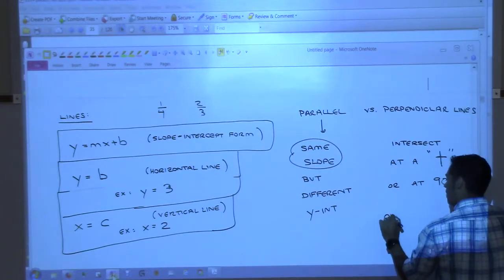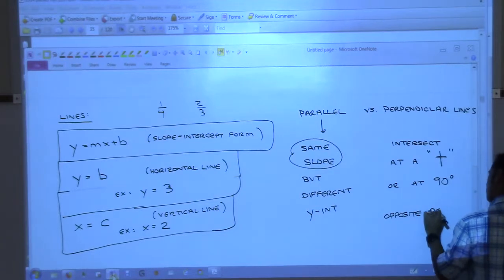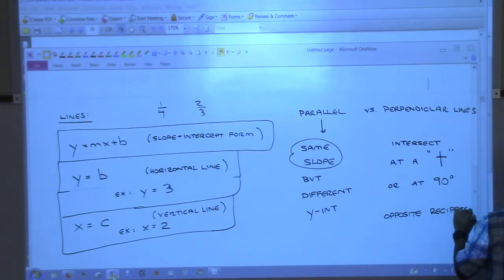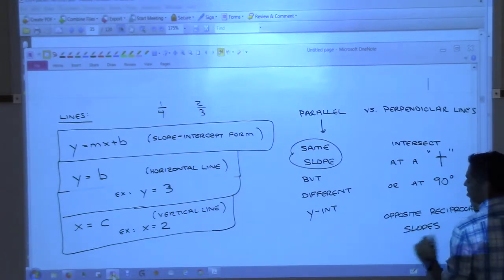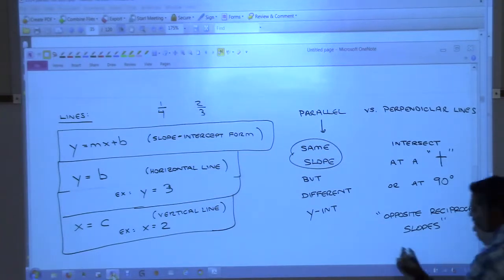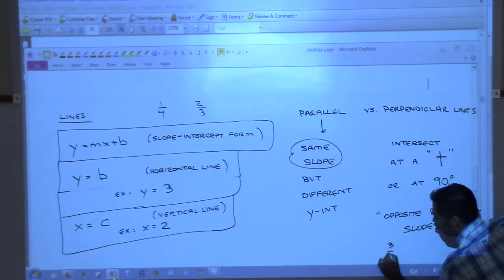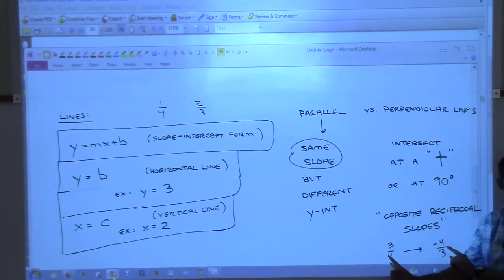So it's the opposite reciprocal slopes. I'll put, they have opposite reciprocal slopes. Example, if one of the lines had a slope of 3/4, the other line would have to have a slope of -4/3. These just need to be opposite reciprocals of one another, and then they would be perpendicular. Is that fair?